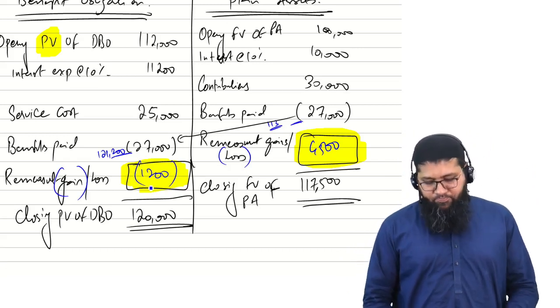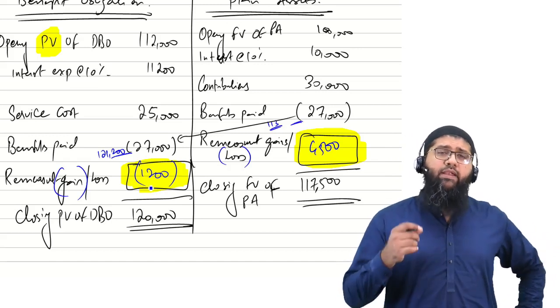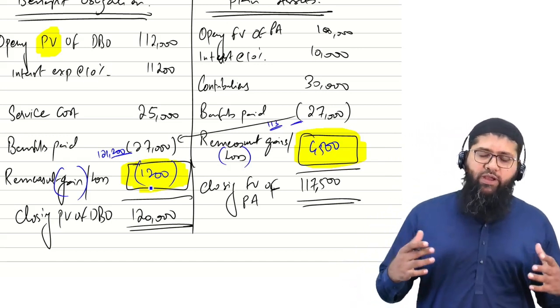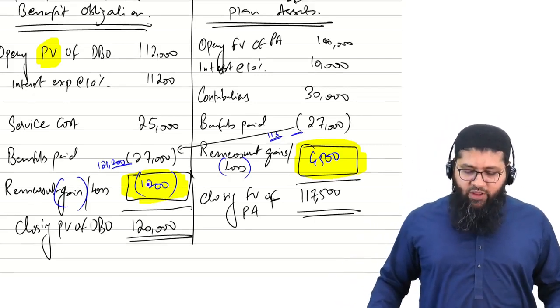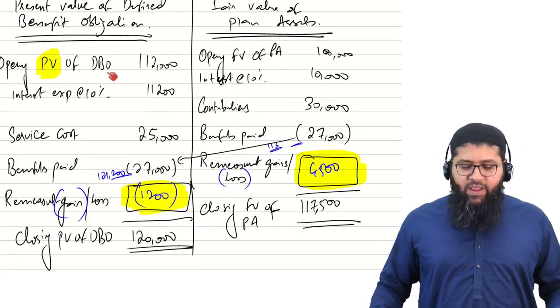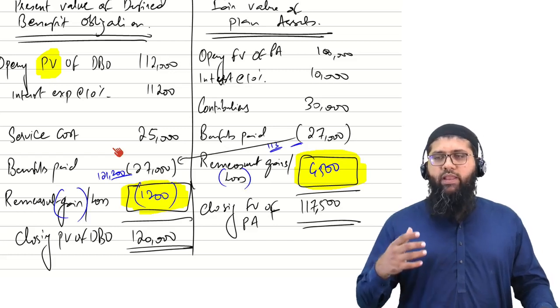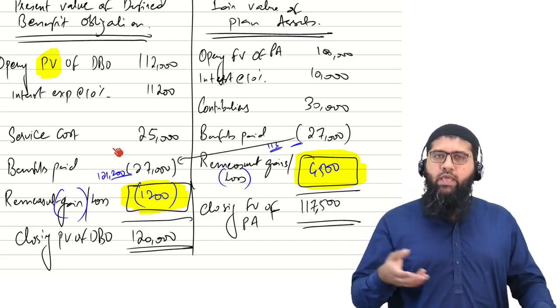Now, if you have to account for a defined benefit plan, I repeat, the first thing that you have to do is create a reconciliation of plan assets and the plan obligation. That is what you have to do.